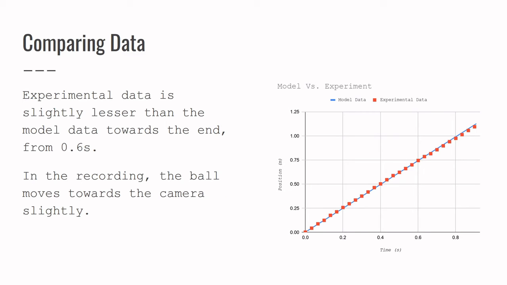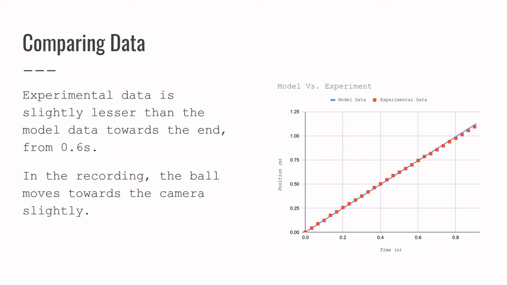Now to compare the data. On the graph on the right, we have a position time graph with both the model and experimental data plotted on it. The experimental data is in red and the model data is the blue line underneath. We can see that at the beginning, the two line up really well, and then at about the 0.6 second mark, the experimental data begins to be slightly less than the model data.